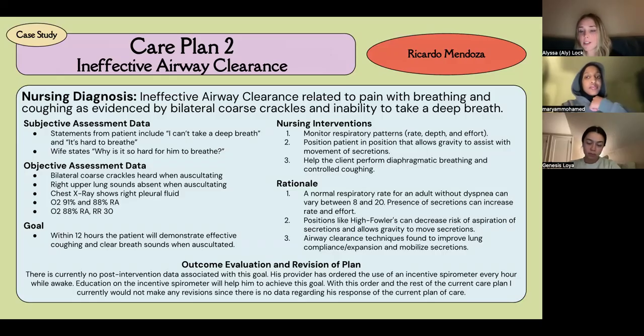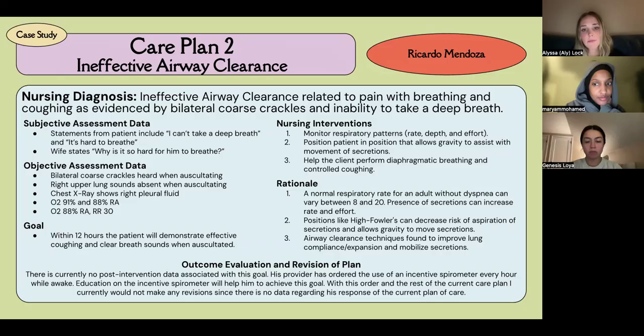Our nursing interventions to hopefully get to that goal were to monitor his respiratory patterns, such as the rate, depth, and effort, and assess any changes. Our rationale for that was that a normal respiratory rate for an adult without dyspnea can vary between 8 and 20, and the presence of secretions can increase the rate and effort, as shown in his O2 stats and the respiratory rate.